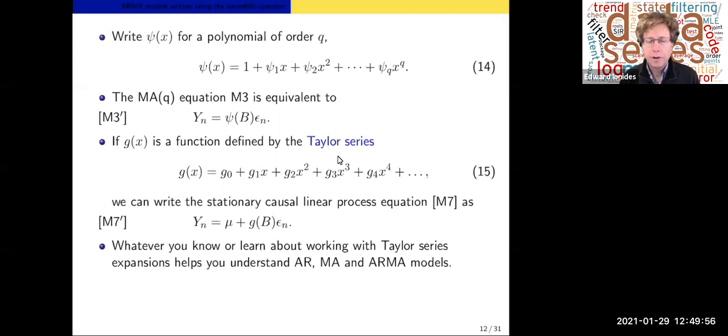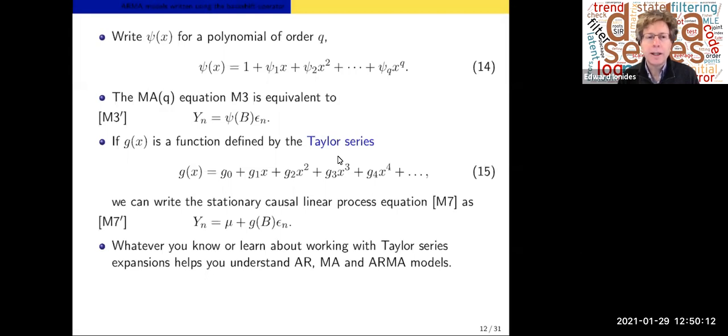This is chapter 4, part 2, moving on from slide 12. So we're going to continue doing the same thing for MA models in terms of the backshift operator that we just did for AR models.